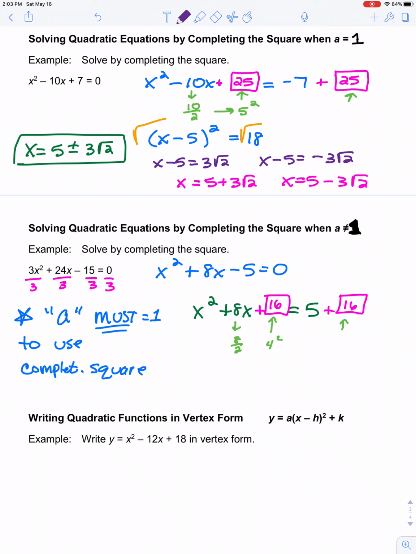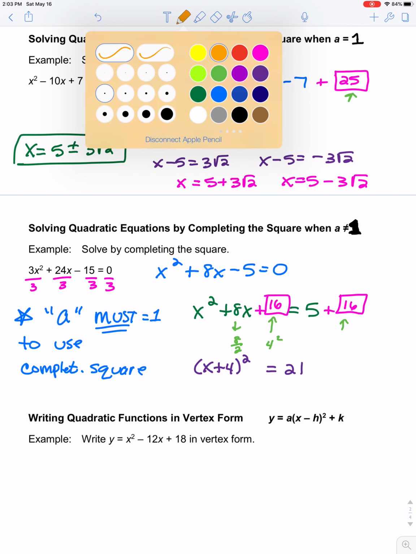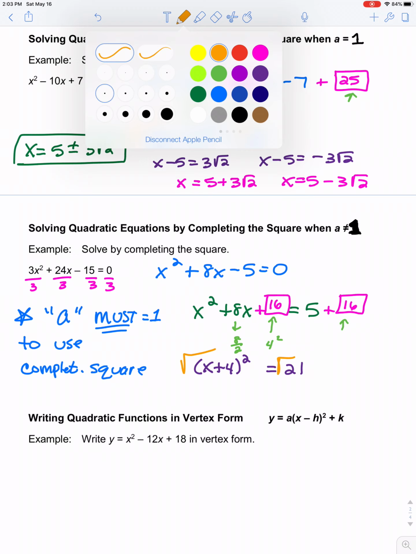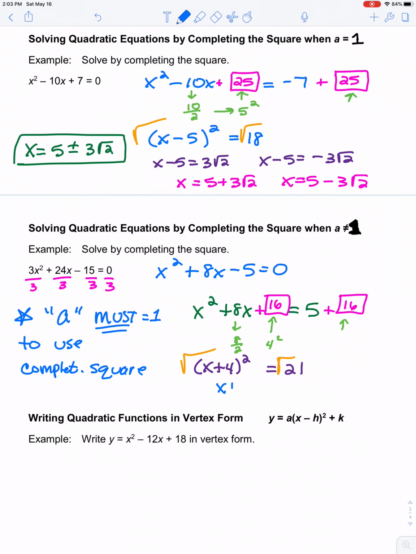Now we write it in factored form. x plus 4 quantity squared equals 5 and 16 is 21. Root, now that everything is set up properly. So we'll have x plus 4 equals plus or minus the square root of 21. Subtract 4 from both sides. So x is equal to negative 4 plus or minus square root of 21. That's your final answer.